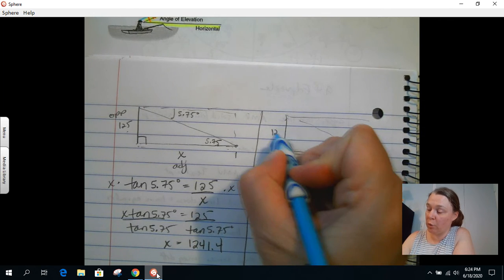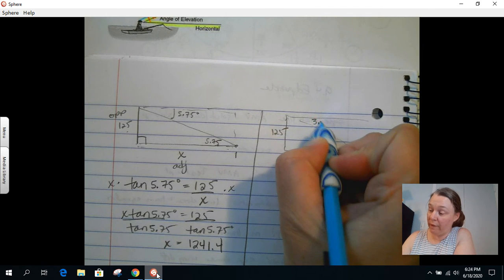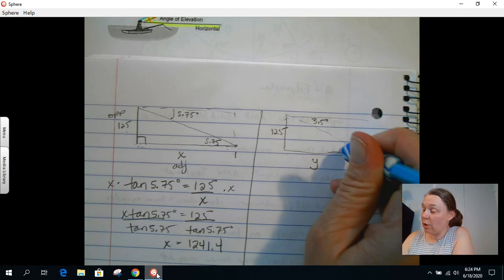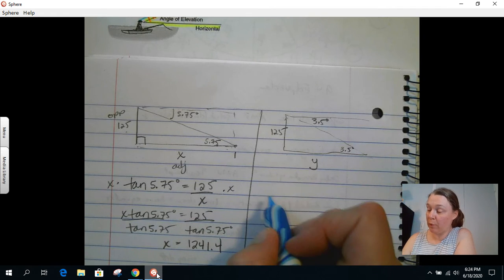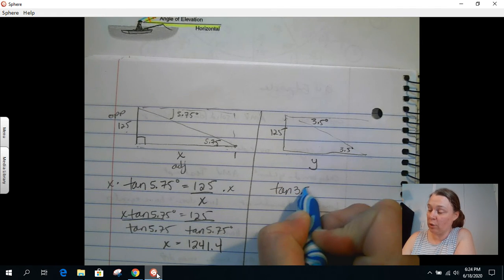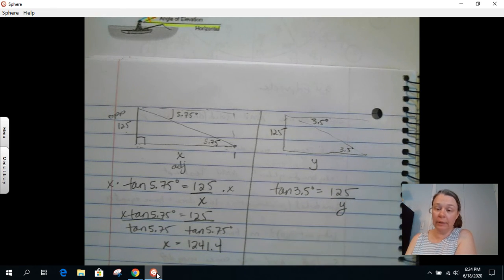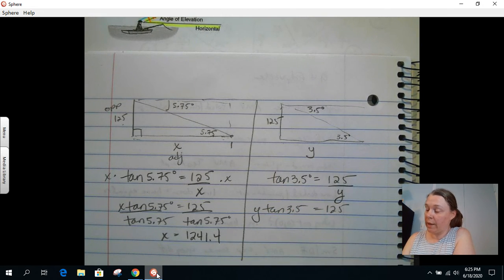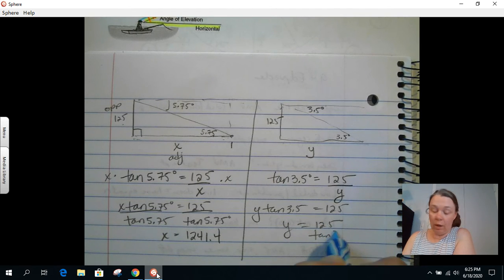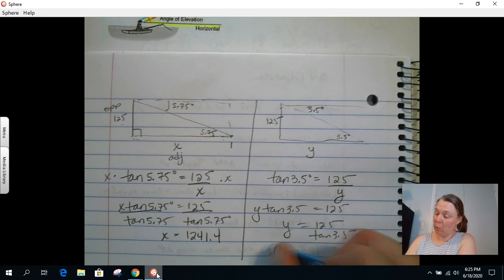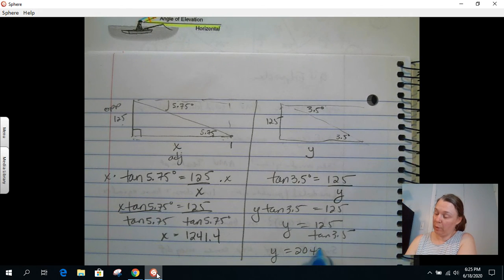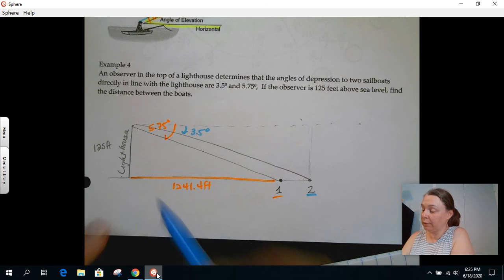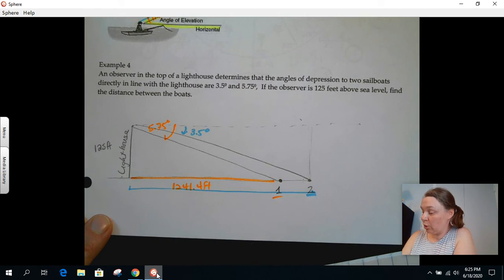Now I'm going to do the same thing with the other angle of depression. This is still 125, but remember this angle of depression was 3.5 degrees. I want to know this length now, which we'll call y. If this is 3.5, so is this. So I go through the same process: tangent of 3.5 degrees equals 125 over y, then multiply by y, and then divide. So y equals 125 divided by tangent of 3.5, and that gives me 2043.7.